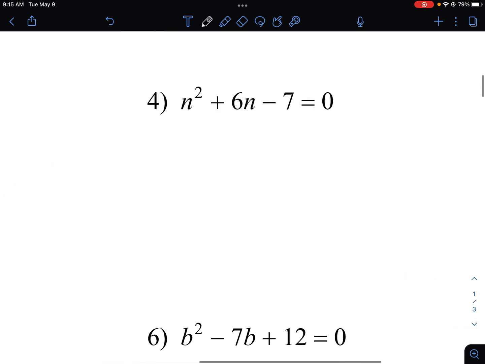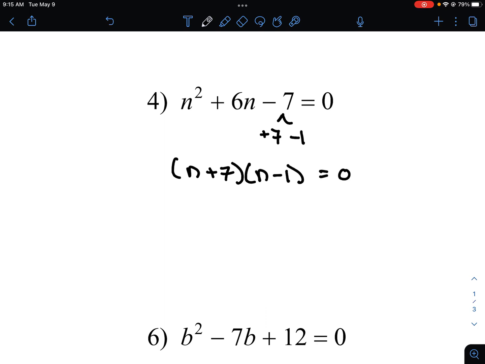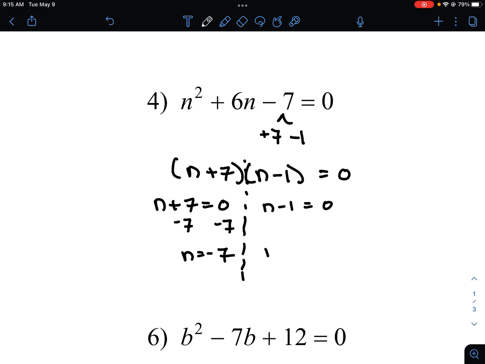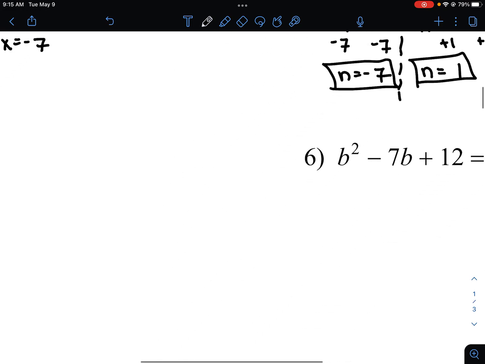Number 4, so factors of negative 7 that add to positive 6. May be a little tricky here, but positive 7 and negative 1. So our factors would be n plus 7 and n minus 1 equals 0. Split it down the middle, so to speak, and think of our two little mini equations. So n equals negative 7 and n equals 1. That's where those two come from.